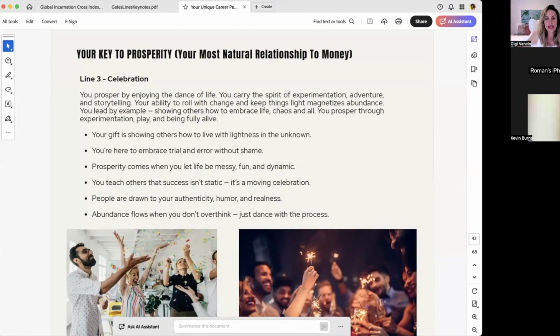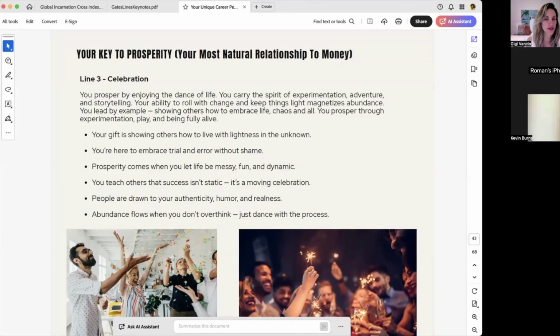So line 3 is carrying the spirit of experimentation, adventure, and storytelling. You have an ability to roll with change and keep things light and magnetize abundance. Leading by example, showing others how to embrace life, chaos, and just everything. Just embrace it all. And line 3 is prosper through experimentation, play, and being fully alive.